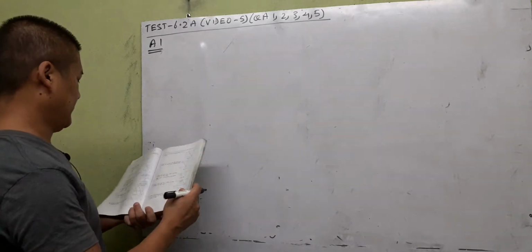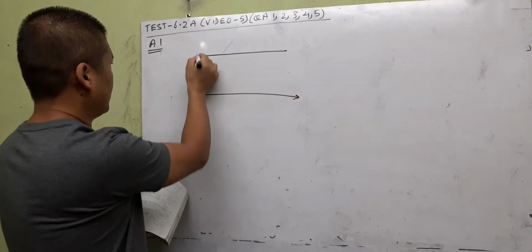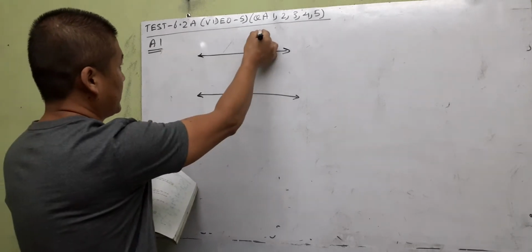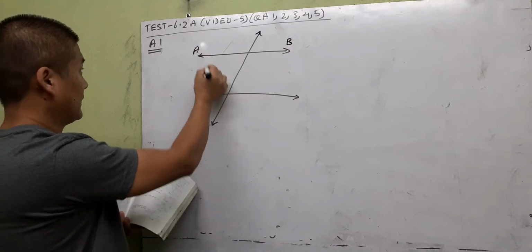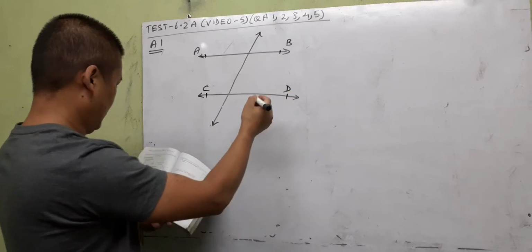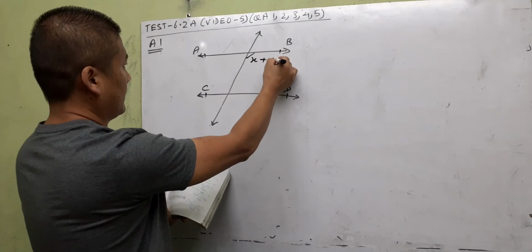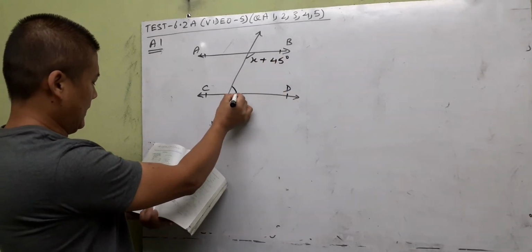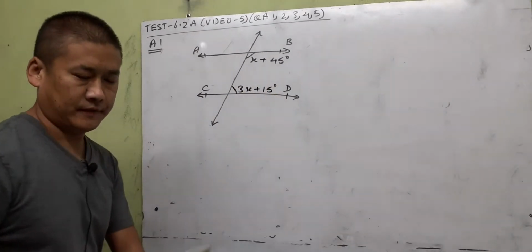So let's draw the figure first. The figure looks something like this. Two lines are there. They are cut by another line as given in the textbook, like this. And we see here AB and CD are mentioned. The angle here is given as x plus 45 degree, and the angle here, the textbook has marked wrongly, it should be here. 3x plus 15 degree. This much is given.